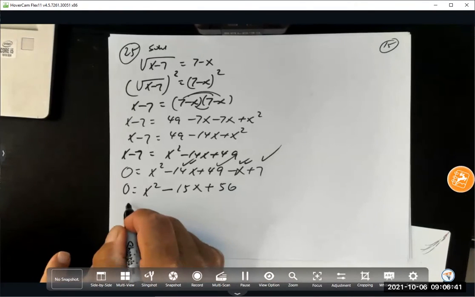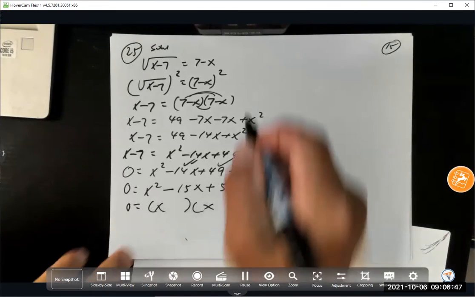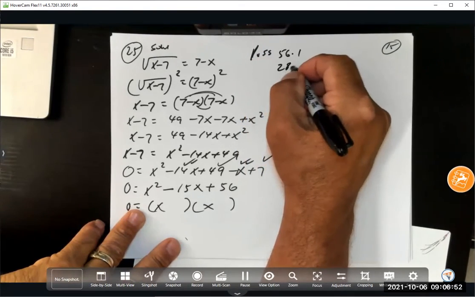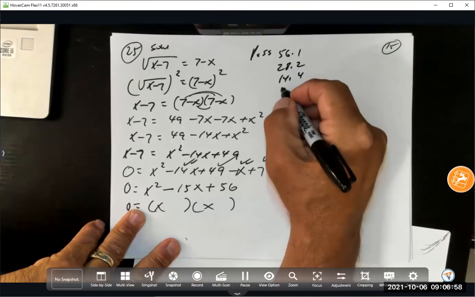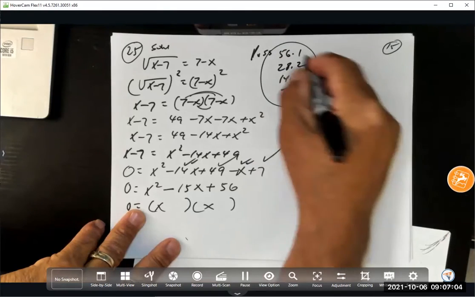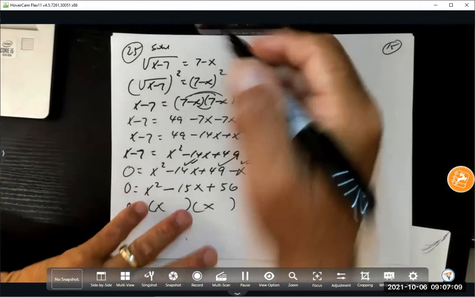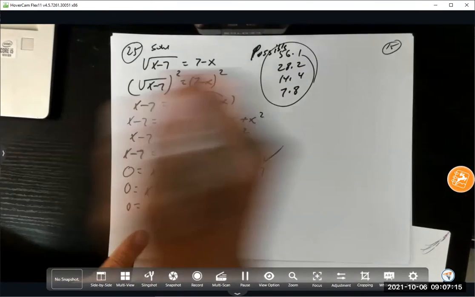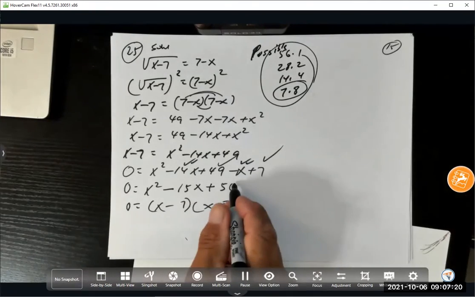And if I try to factor this thing out, let me see. So possible numbers are 56 times 1, maybe 28 times 2, 14 times 4. What else? About 7 times 8? Is that 56? Which one do I use? Yeah, I think 7 and 8 is the right one. 7, 8, and they're both minuses, because that turns out 56.